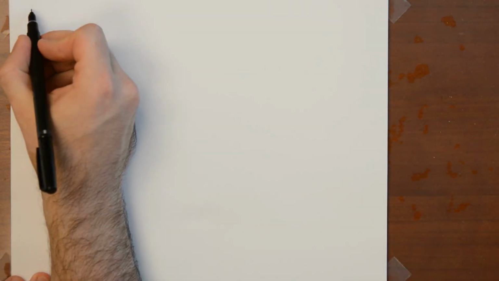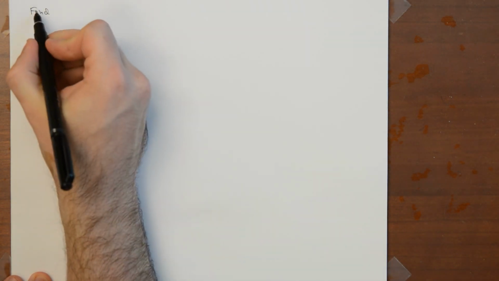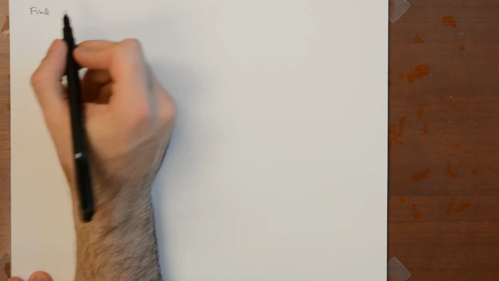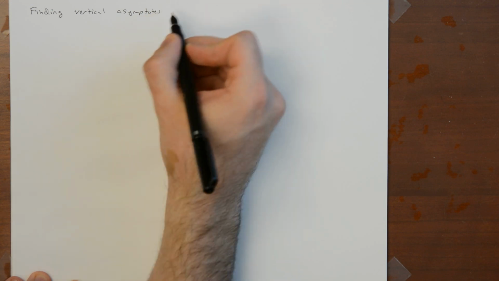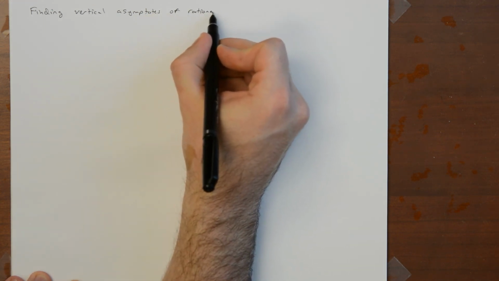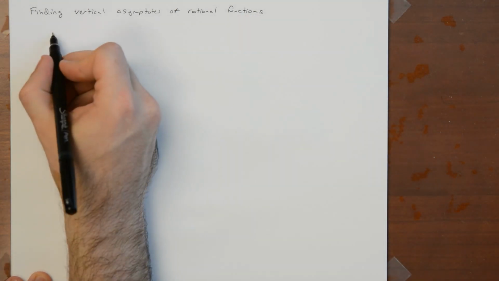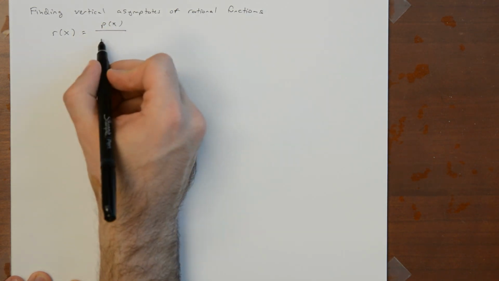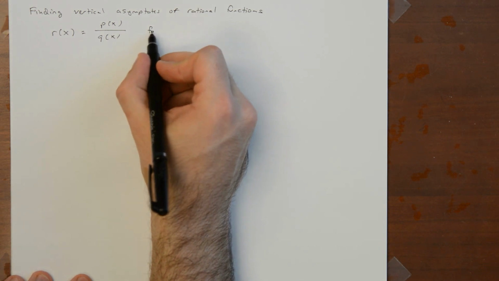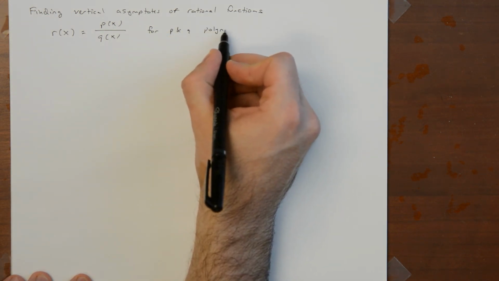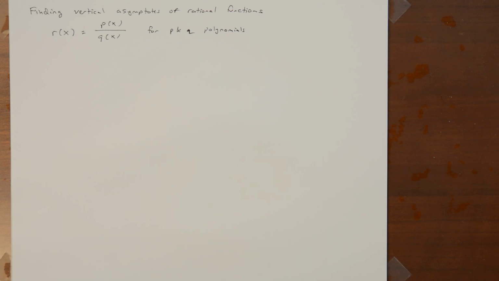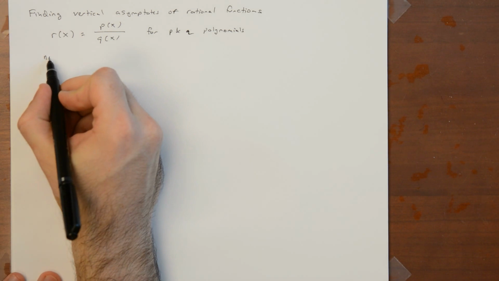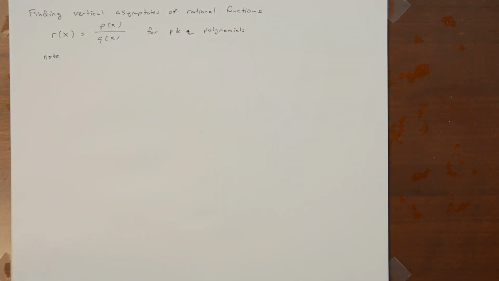Okay, so we're talking about infinite limits, and what we want to do is find places where rational functions have infinite limits, equivalently, find vertical asymptotes of rational functions. So if you have a rational function of the form p of x divided by q of x, for p and q polynomials, we know that the only places where vertical asymptotes could occur are places where the denominator is zero.